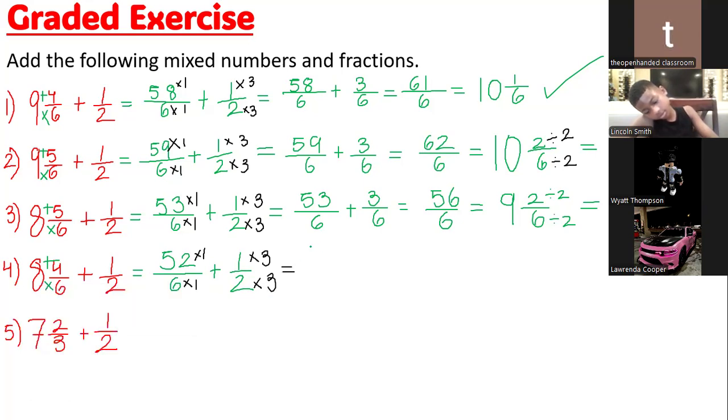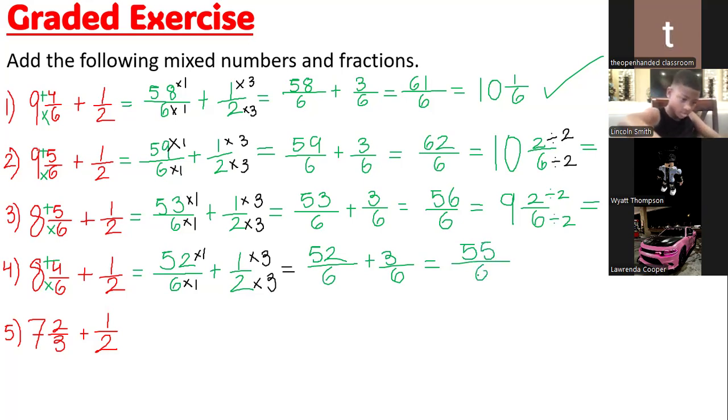It's gonna be 52 over what? 6. Over 6 plus what? Plus 3 over 6. Very good. That's gonna be equal to what? 55 over 6. Very good.